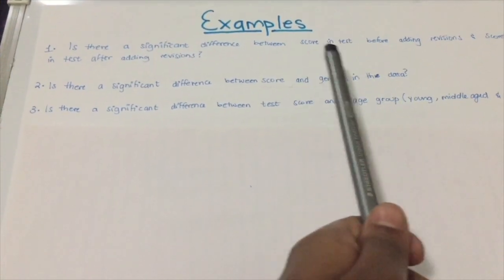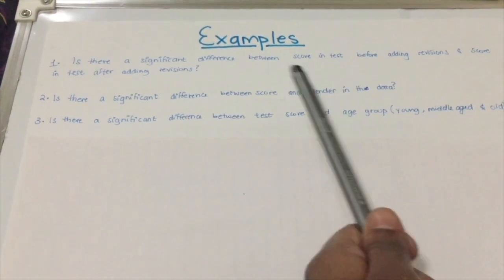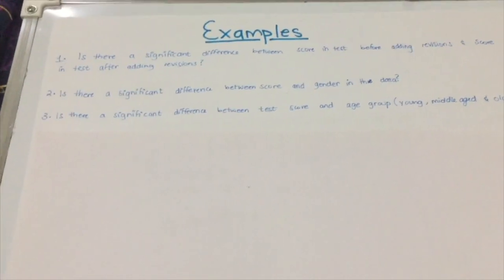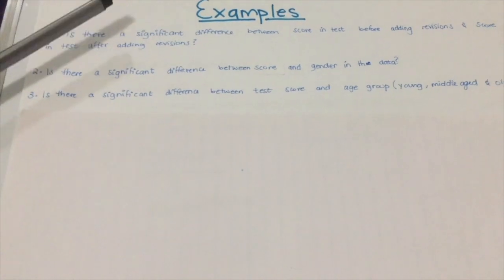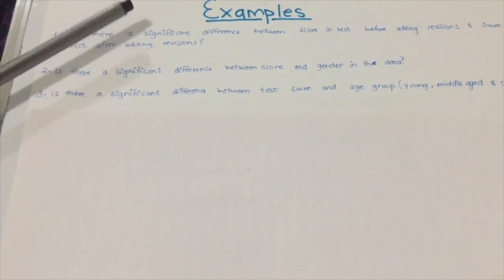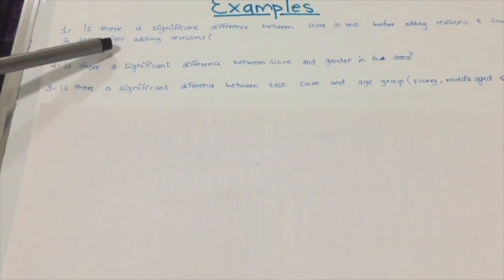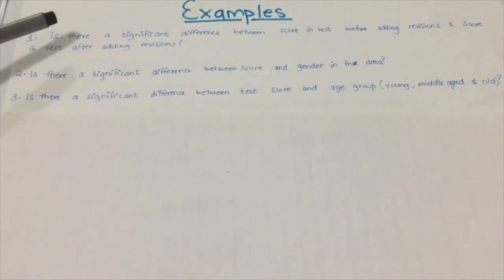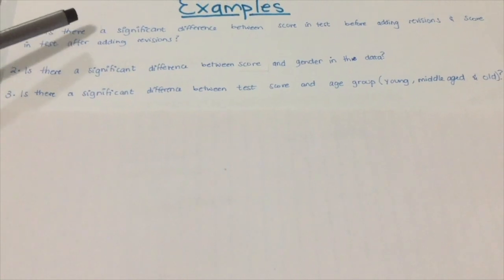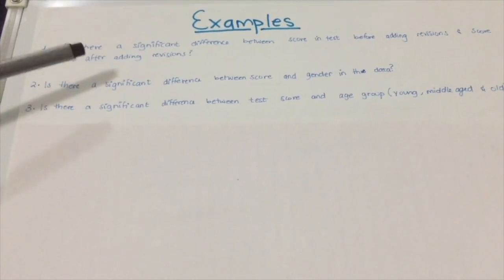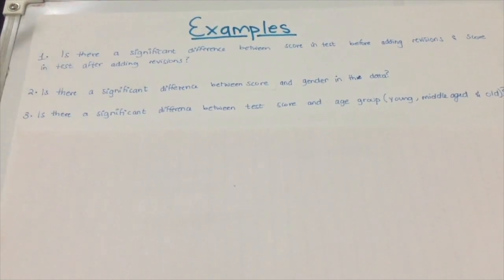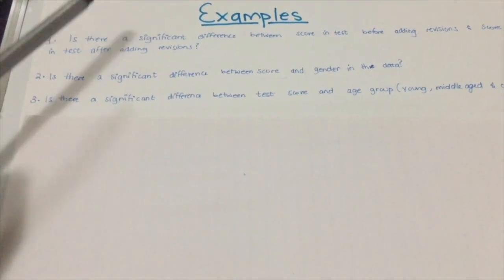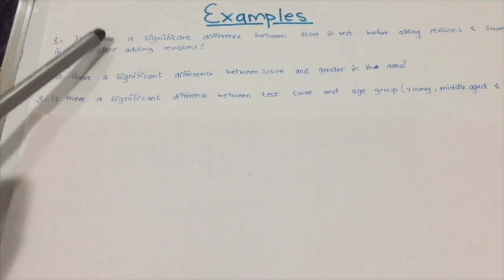So let's focus on here. What is the variable we're looking for here? It's a score and a test. And what's the variable we're looking for here? It's also a score and a test. So what's the difference? The difference is that in the first part, it was before we added revisions. In the second part, it's after we added revisions. So what does that mean? It means that it's the same variable in different conditions. So that means it's a paired sample.